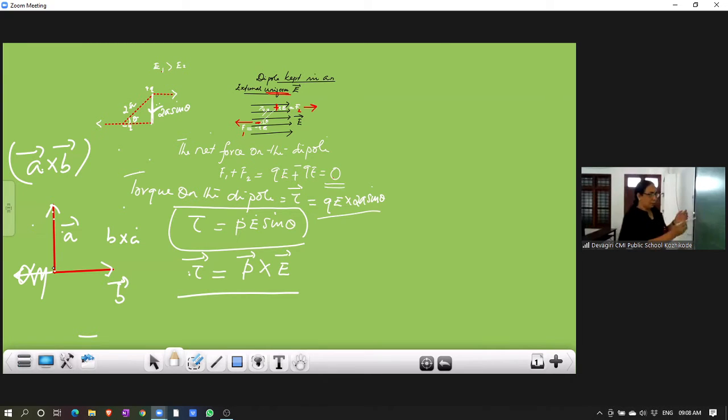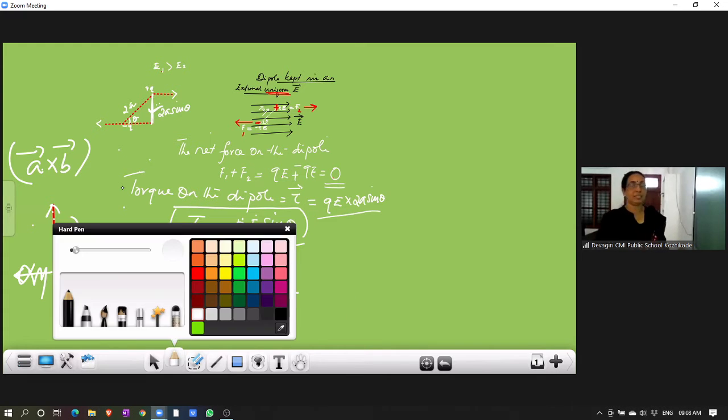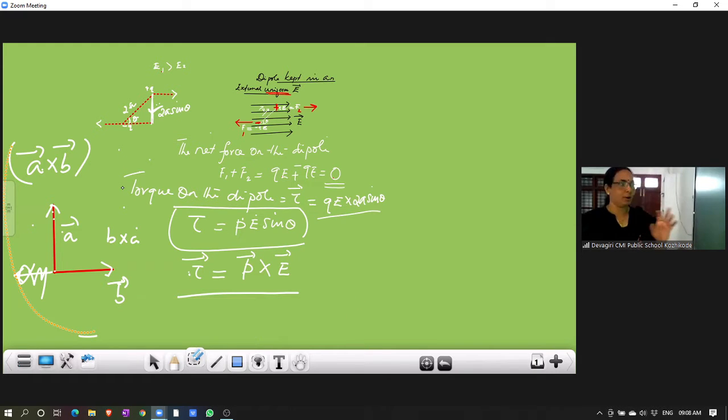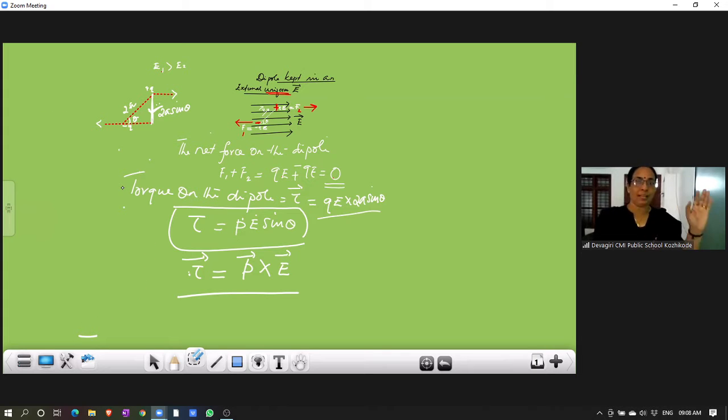Suppose I want to know what B cross A is. Then what should I do? I have to move like this. When I move like this, the screw will come out. So the direction is away from the hole. So that's about finding the direction. I know all of you know all these things because it's 7th standard. Vectors, you all must have learned it properly. Now, here my aim is the direction of torque is very, very important. It is perpendicular to both P and E.